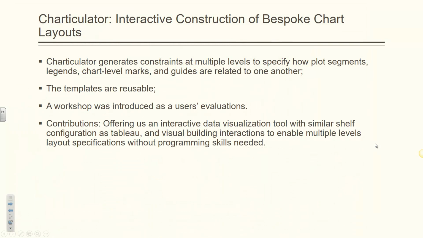And one thing I want to mention in this paper is how it handled the different constraints at multiple levels, because it has too many different elements and different levels of the chart. Charticulator generates constraints at multiple levels to specify how to plot segments, legends, and chart level marks. And once you generate the templates for Charticulator, they're reusable, so you can reuse them for different data.